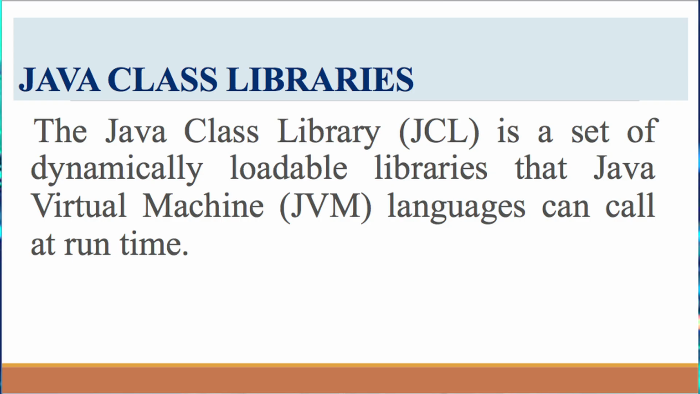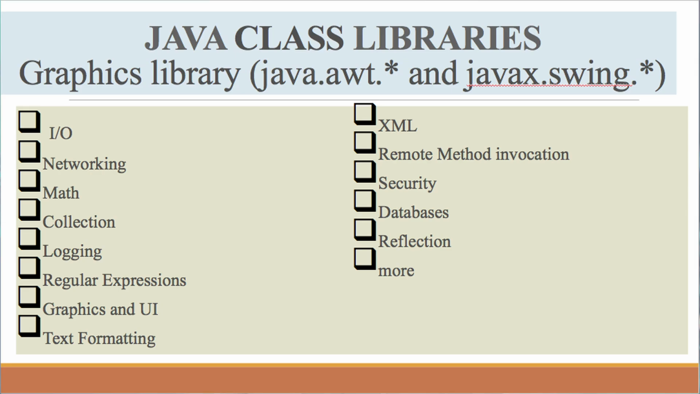Now you can see here the list of different class libraries. For the graphics library, suppose we have to perform some graphical function, then we will require java.awt and javax.swing. These are the graphics related libraries. In AWT and Swing we can create any form, we can create text boxes, radio buttons, check boxes, menus, etc.